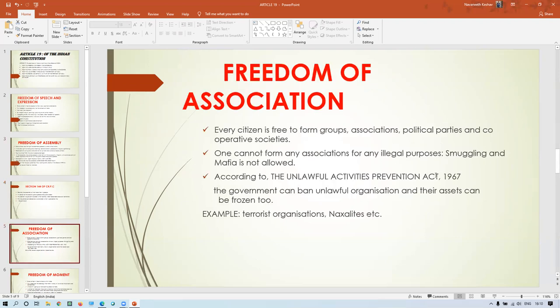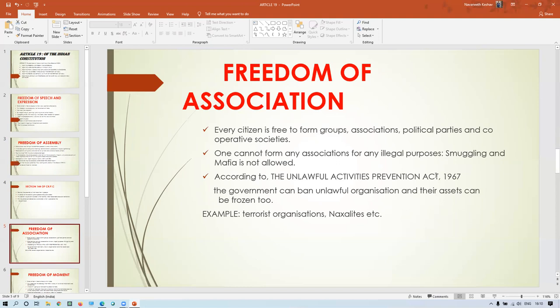Now moving on to the third freedom, freedom of association, which means every citizen is free to form groups, associations, political parties, cooperative societies and so on. But one cannot form any association for illegal purposes, which means you cannot come up with an idea and say that I am interested in smuggling and the mafia, and I want to start an association for this. Can I do this? No, because it is definitely unlawful, and it is going to cause a threat to society, which in turn becomes violence.